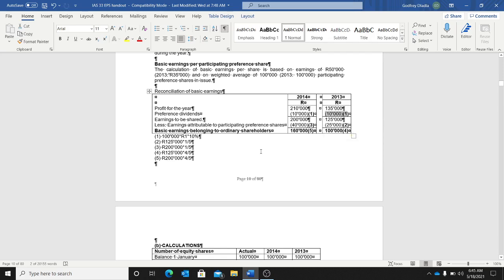Now, remember we said these guys get paid twice. After you've deducted, for example, from 210 the 10,000, which is the fixed preference dividend, you remain with 200. Now, from that 200, these guys who are called participating must still get a share. Remember, I said they get paid twice. They've got the 10,000 at the top. Now they must get another amount, the second amount, so that they can complete that.